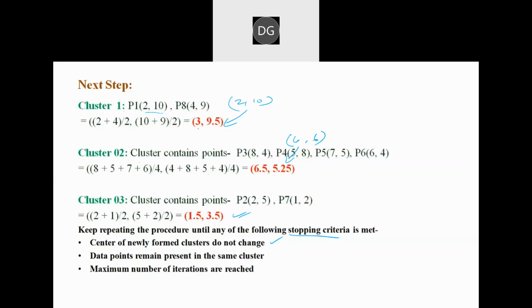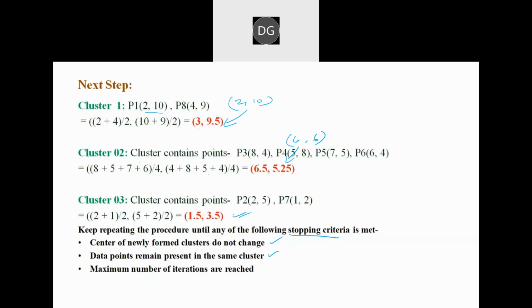Okay, and then second criteria is the data points remain present in the same cluster. Okay, 10 points in the cluster means same 10 points will be there. Okay, it will not change between one cluster to another cluster. Okay, that also we have to check. Then finally the maximum number of iterations are reached.